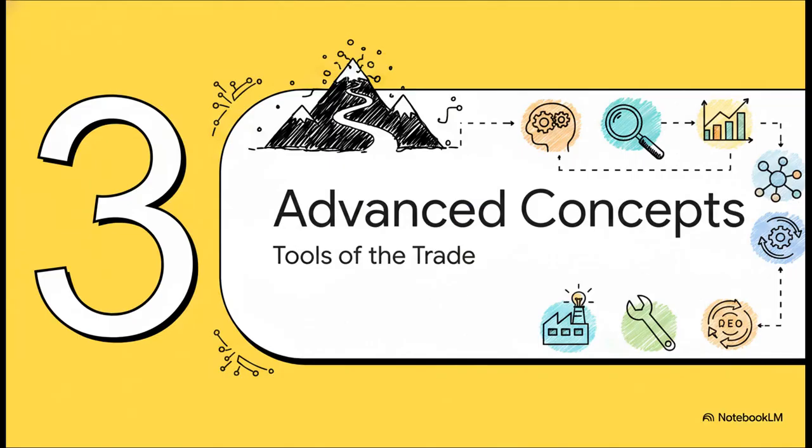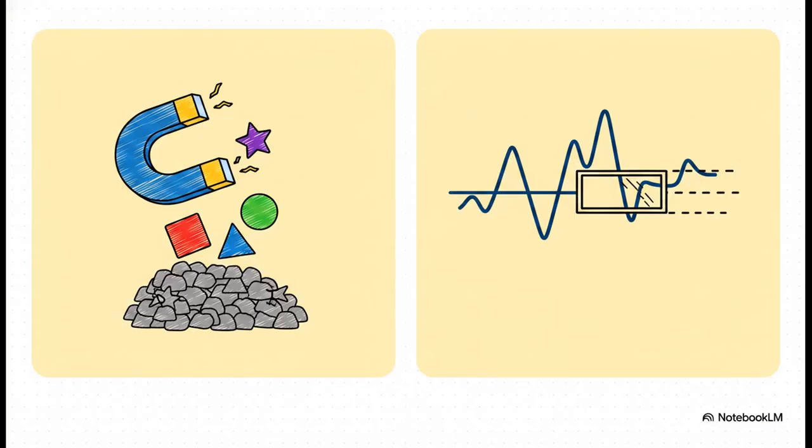Which brings us to Section 3, Advanced Analytical Concepts, the tools of the trade. Now, you might be wondering what actually powers those highly complex predictive models behind the scenes. Well, 2 fundamental concepts here are feature engineering and sliding windows. Feature engineering is really all about selection.